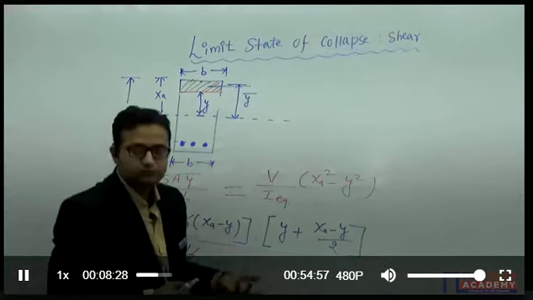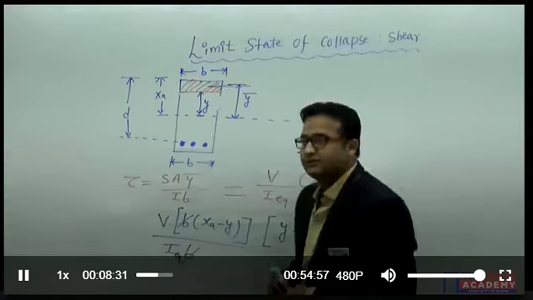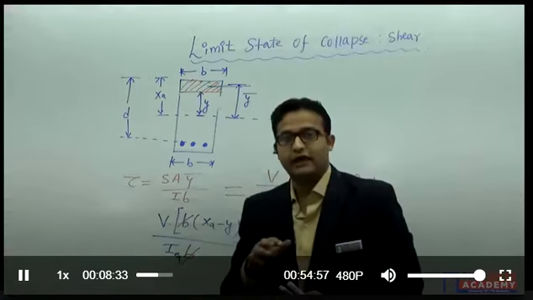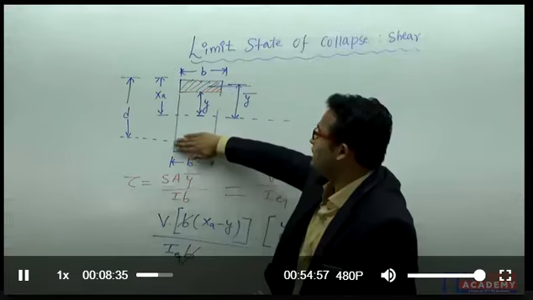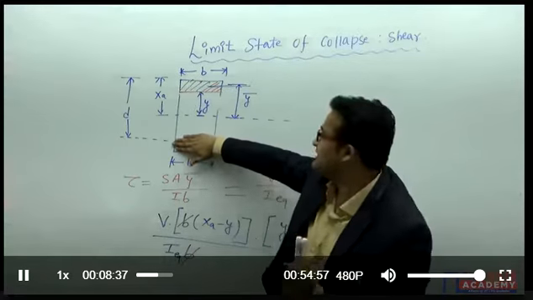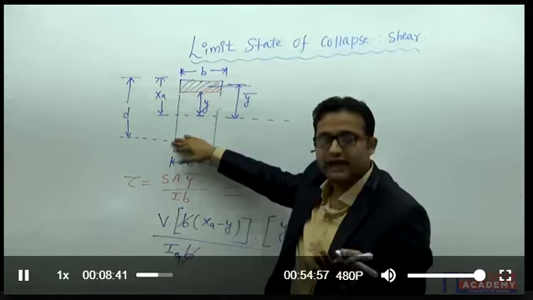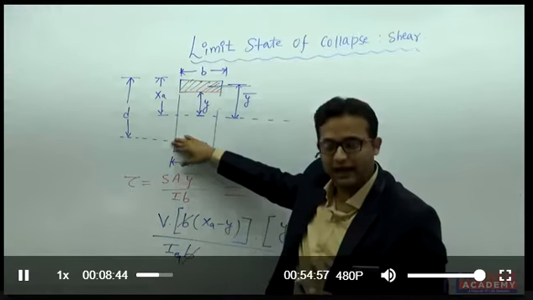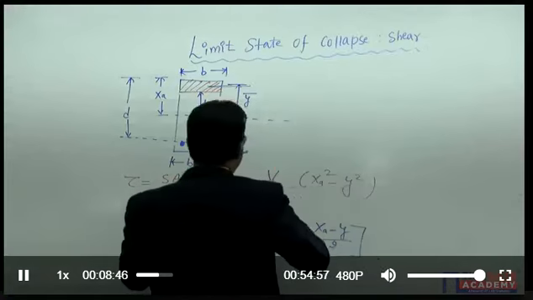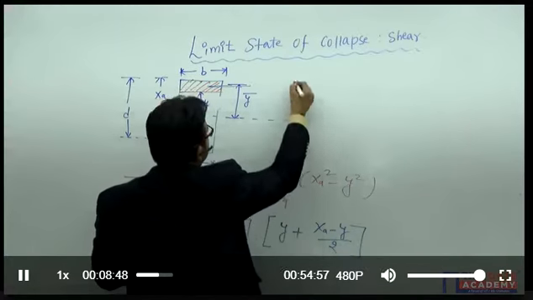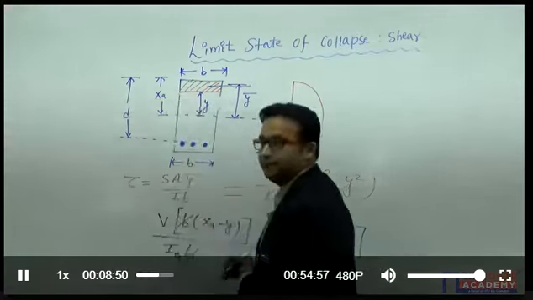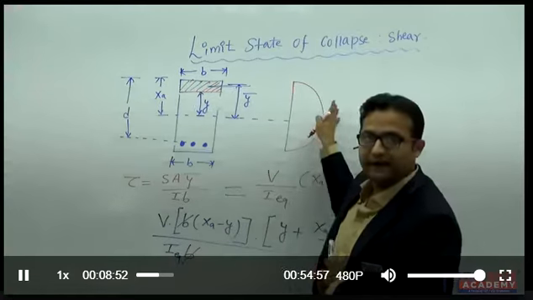Okay. I'm going to explain one more time. Somebody is asking, please explain one more time. See, suppose there is no reinforcement, first case, it is a purely homogeneous material. For that, I have studied in the strength of material, the stress distribution is parabolic. This distribution I know, this is the parabolic.